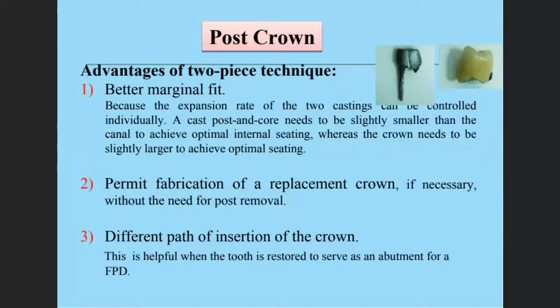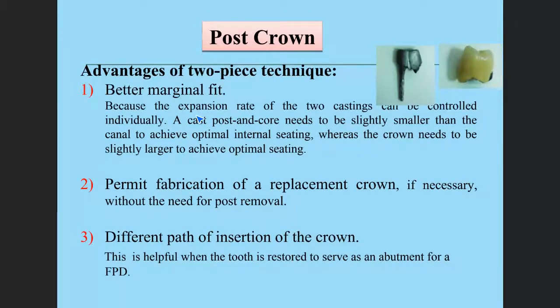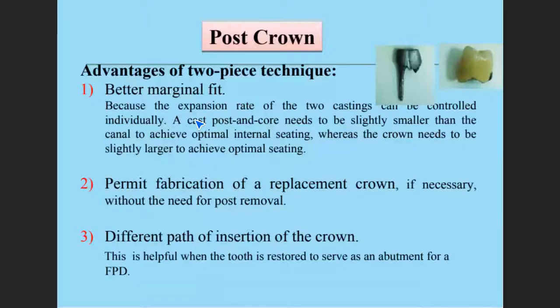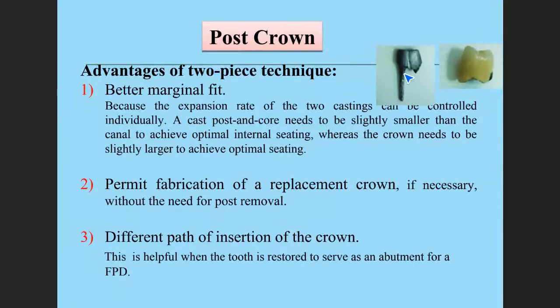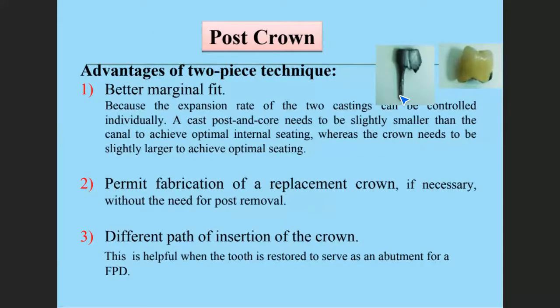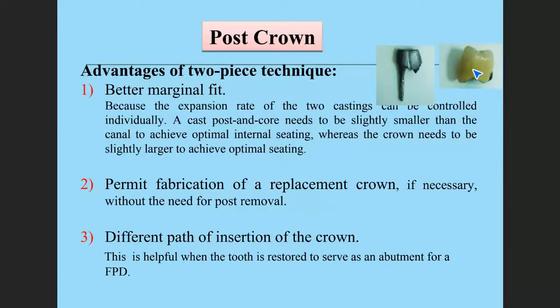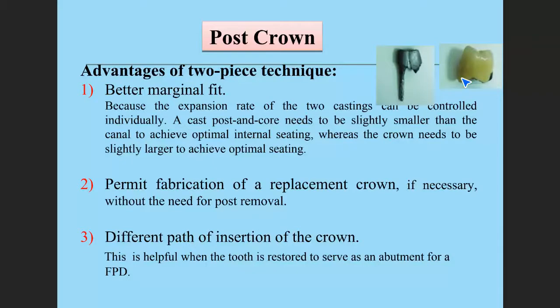So what are the advantages of the two-piece technique? Better marginal fit. Remember, the crown needs to be slightly larger than the prepared tooth for easy seating. At the same time, the post needs to be slightly smaller than the canal itself for easy seating. If it is one piece, we cannot control the shrinkage and expansion during casting.